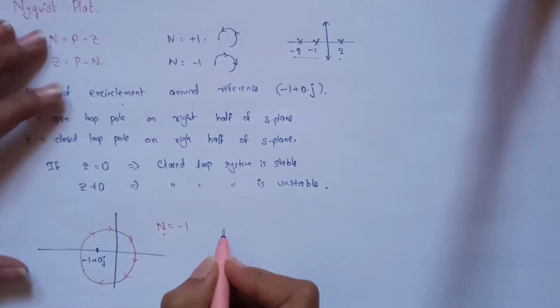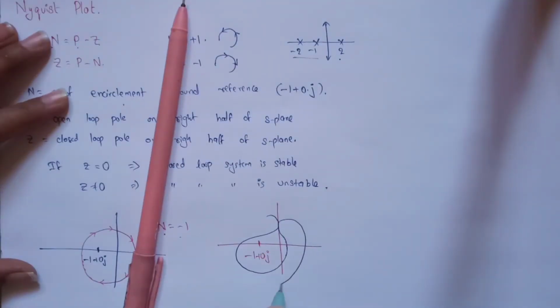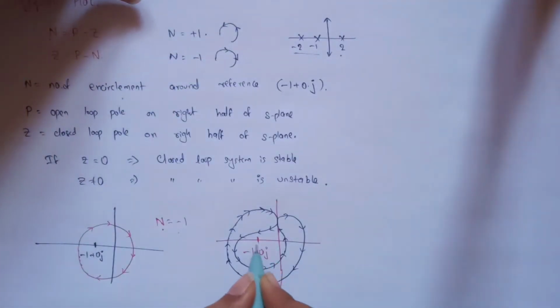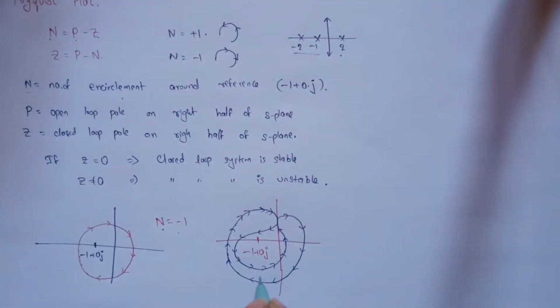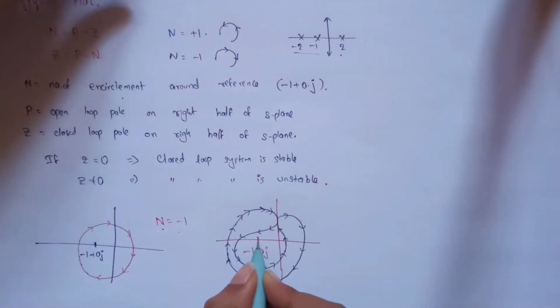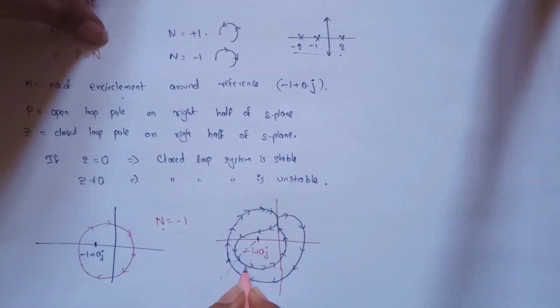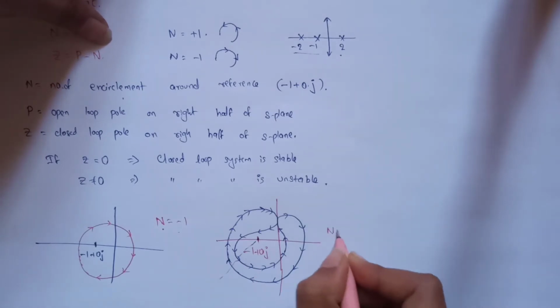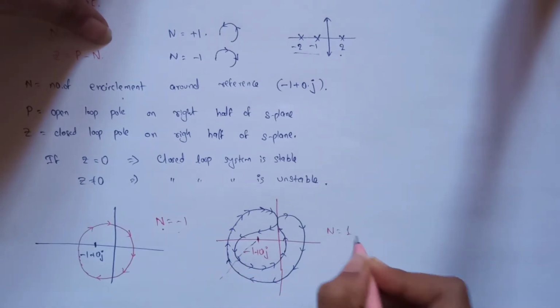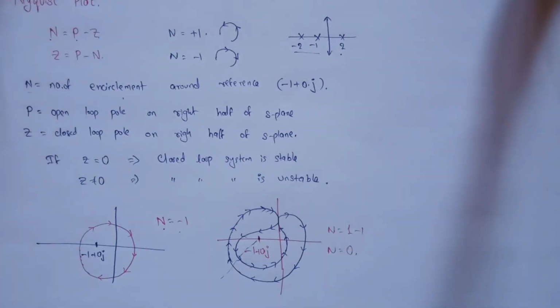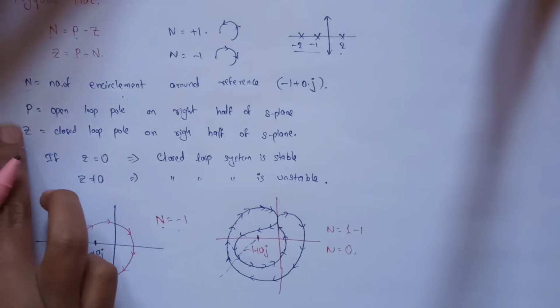Let's take one more case. Now you might ask, this part is going in an anti-clockwise direction and this part is going in a clockwise direction, so what should I write as the N value? Just take an imaginary straight line and see that this is crossing in the anti-clockwise direction and this is crossing in the clockwise direction. So N is equal to first anti-clockwise, that is +1, and then clockwise, that is -1. So N is equal to 0. That's it. Easy, right?